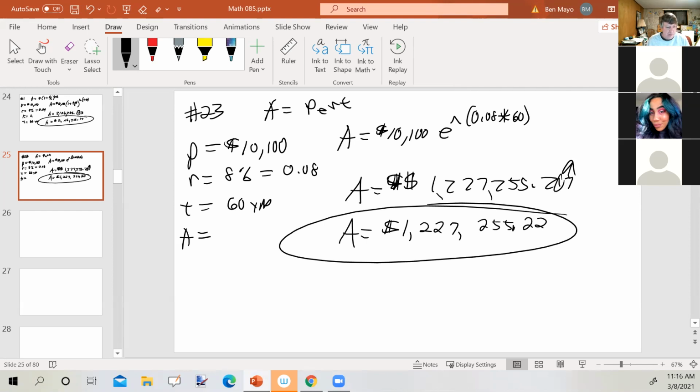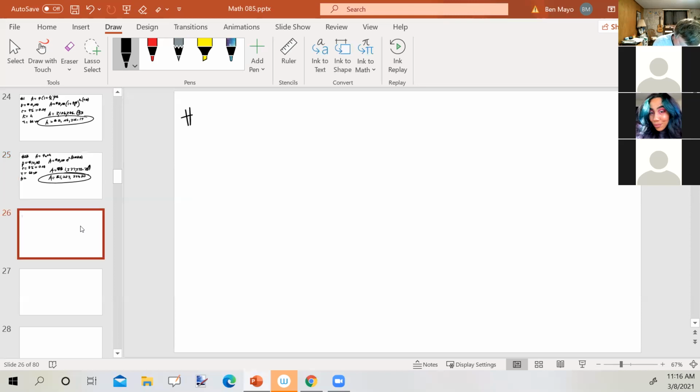Okay. And now we're going to go to number 33. It says, solve the equation, express your answer to 4 decimal places. And it's the natural log of x equals -7.5. Well, natural log is the same thing as log base e. So natural log of x is log base e of x equals -7.5.